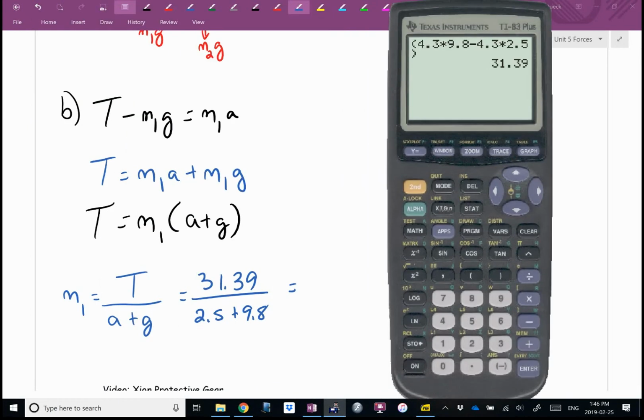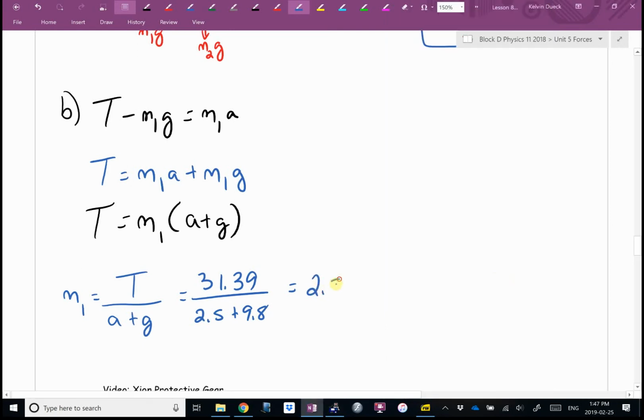By the way, there's a bit of a built-in error check. Since M1 is accelerating up, I know it's smaller than the 4.3. The 4.3 must be heavier, and that's why it's winning. Divided by bracket 2.5 plus 9.8. And I get 2.5520. I'll go 2.55, 2.6 if you round it off to 2 sig figs. 2.55 kilograms. Okay.